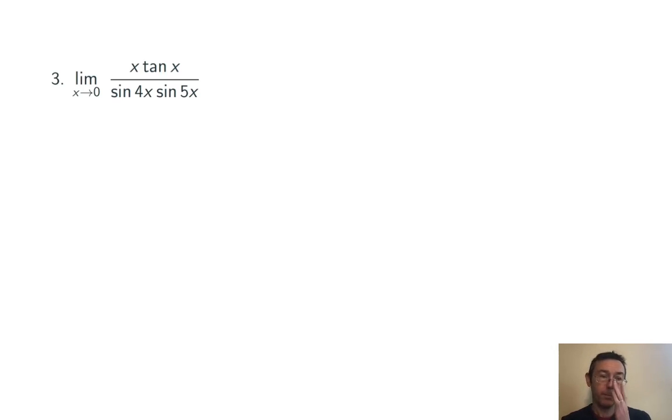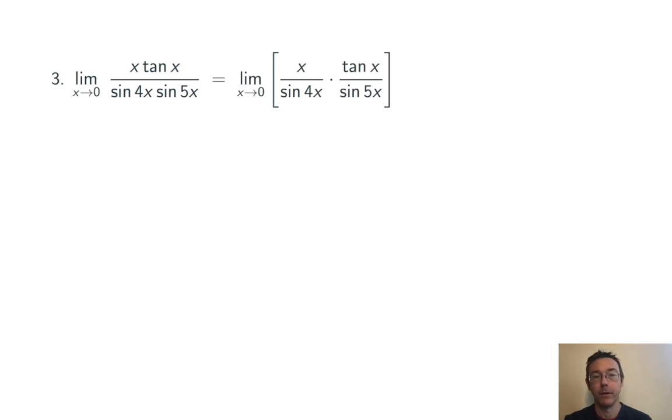One more example. Limit as x goes to 0, x times tangent of x over sine 4x times the sine of 5x. So here again, if I try plugging in, I get 0 over 0. This is an indeterminate form. I'm going to want to rewrite this fraction in a form where I can apply those two identities from the previous slide. In particular, I know I'm going to have to take out the tangent of x and rewrite it as a sine of x over cosine of x.